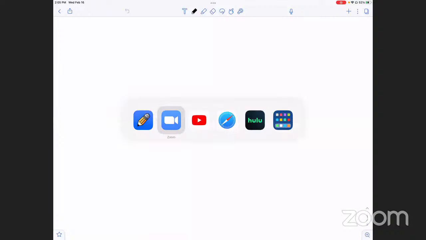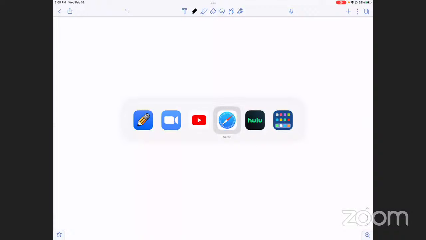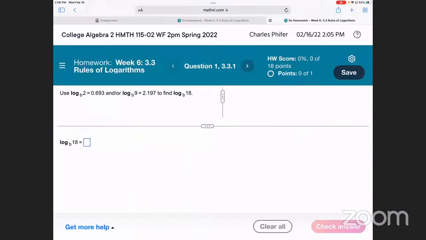Let's make our way through the homework, and as things pop up, I'll take a little bit of time to give the backstory on it as best I can. So we have section 3.3. This is on rules of logarithms. There are these 3 techniques that we can do when it comes to evaluating logs. There are these 3 rules.